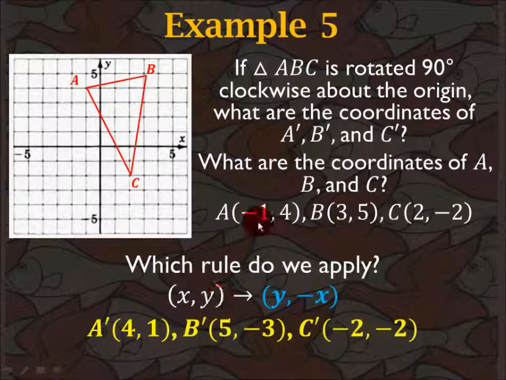So again, take a look at your original coordinate and apply this rule. So (negative 1, 4) becomes (4, positive 1). And there's your new triangle, rotated 90 degrees clockwise about the origin.